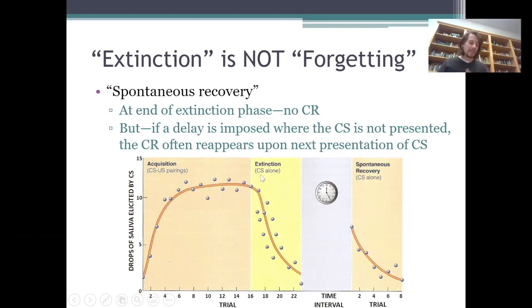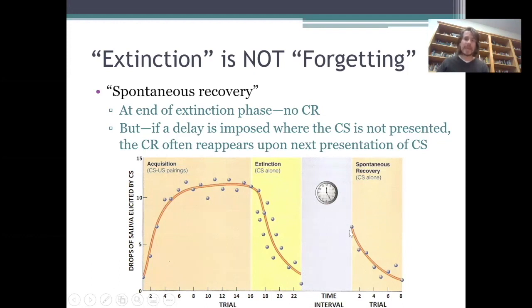You present that conditioned stimulus all by itself without the food until the bell is no longer eliciting salivation. Right? Acquisition, then extinction. So, what do you do next? Well, one thing that you could do is just let some time pass. Introduce a little time interval here, like maybe 24 hours or so, where the animal does not hear the bell. And then, after that time interval has elapsed, you present the bell again.